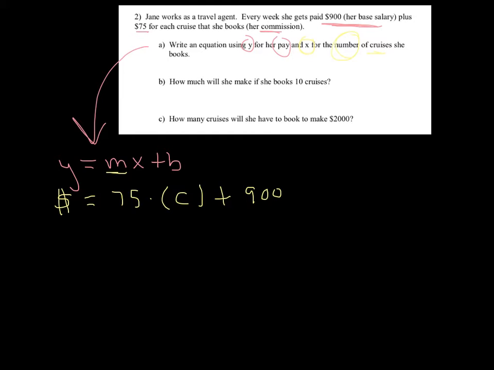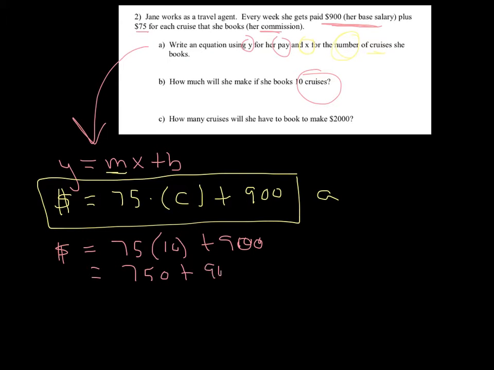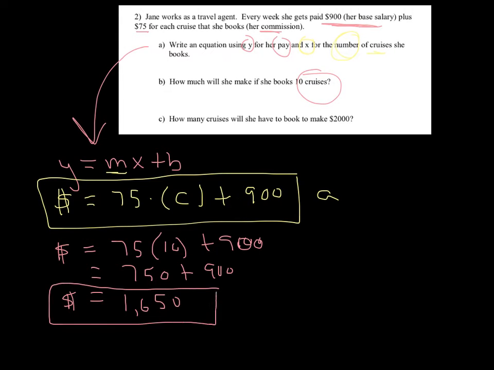Okay, so first, this is answer A. Now for B, all we have to do is just put 10 in for the number of cruises. So we have dollar sign equals 75 times 10 plus 900. And 75 times 10 is going to be 750 plus the 900. So Jane is going to make $1,650 at the end of the week. Not bad for Jane.